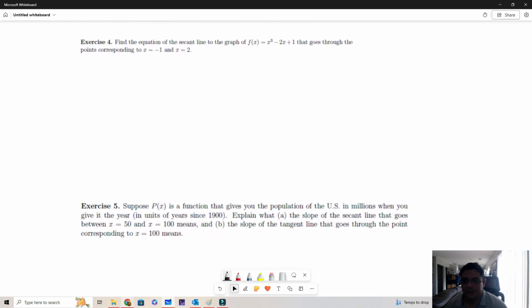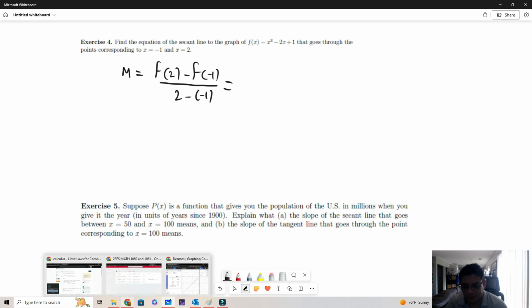Now, exercise 4 here is: find the equation of the secant line to the graph of f of x equals x cubed minus 2x plus 1 that goes through the points x equals minus 1 and x equals 2. You have to remember that the slope of the secant line is given by those 2 points. So you do f of 2 minus f of minus 1 over 2 minus minus 1. That's going to give me the slope that crosses those 2 points.